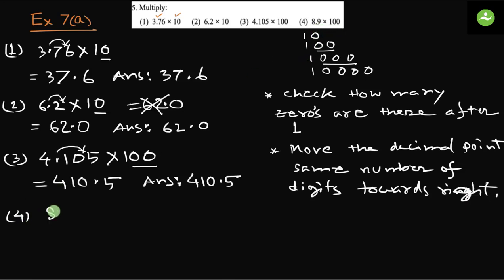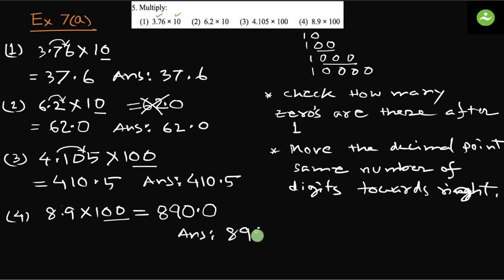The last one, number 4. 8.9 into 100. Now check how many zeros after 1? 2 zeros. Move the decimal point by 2 digits. So it should move 8, 9 and then 1, 0 and then the decimal point. See, if you move just after 9, it moves only 1 digit, but we have to move 2 digits. So it is 890 and after the decimal point always there is a 0. So answer 890.0. I hope it is easy to you also.